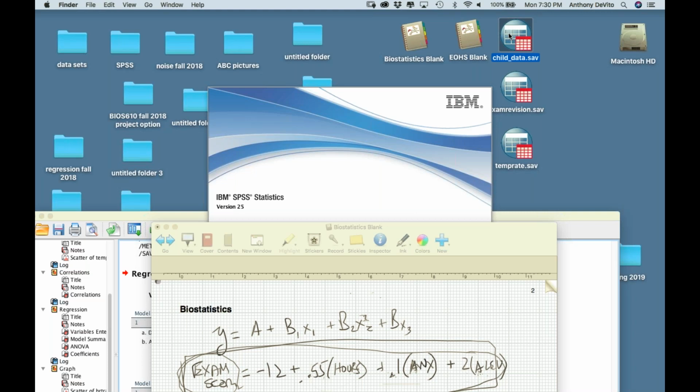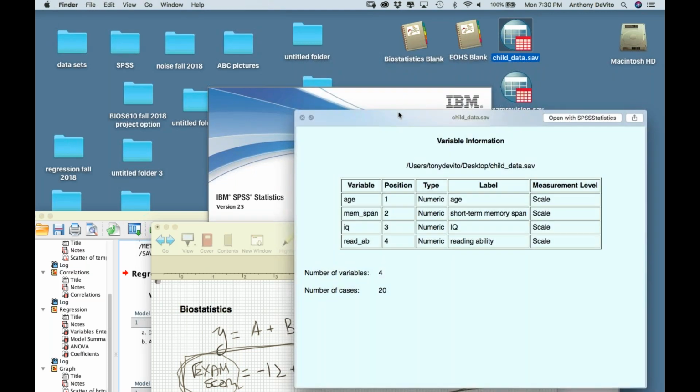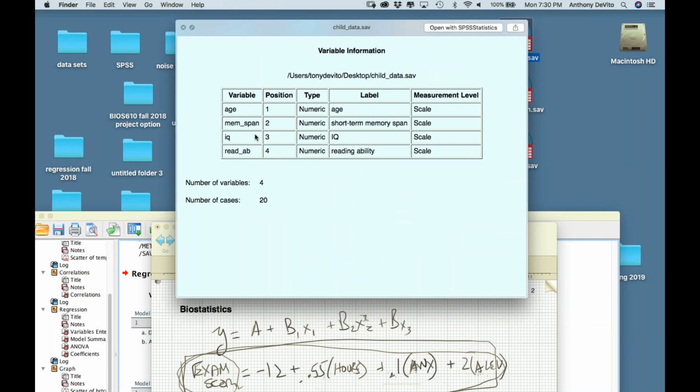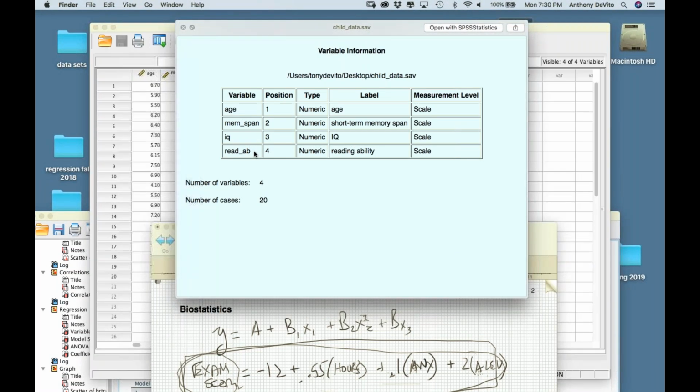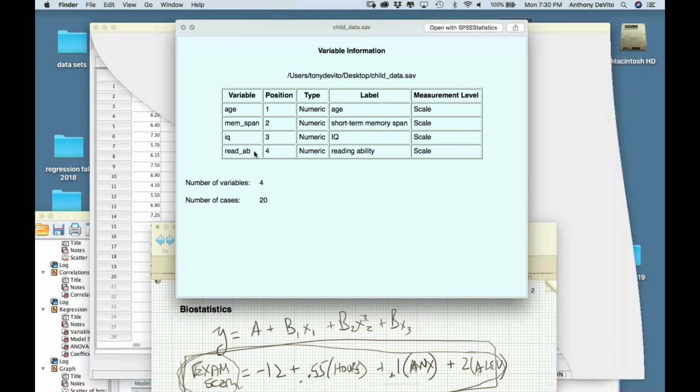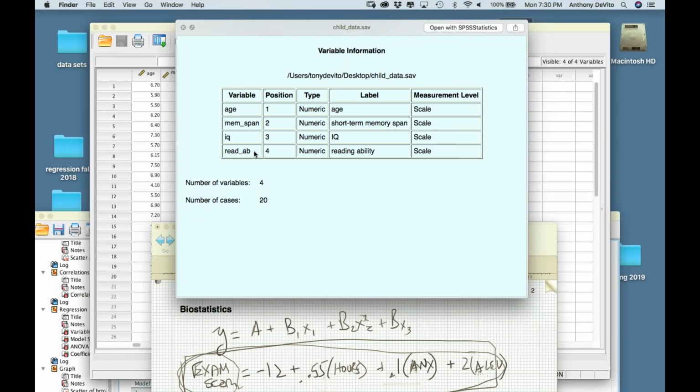Let me see what it's got in it. The variables are age, memory span, IQ, and reading ability. I'm thinking we want to predict the reading ability based on age, short-term memory span, and IQ. That sounds like the right direction. I don't see it going either way.